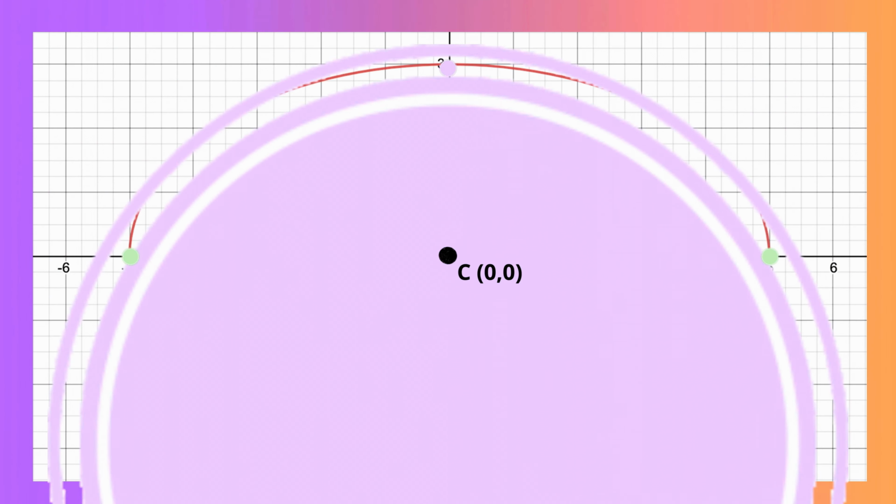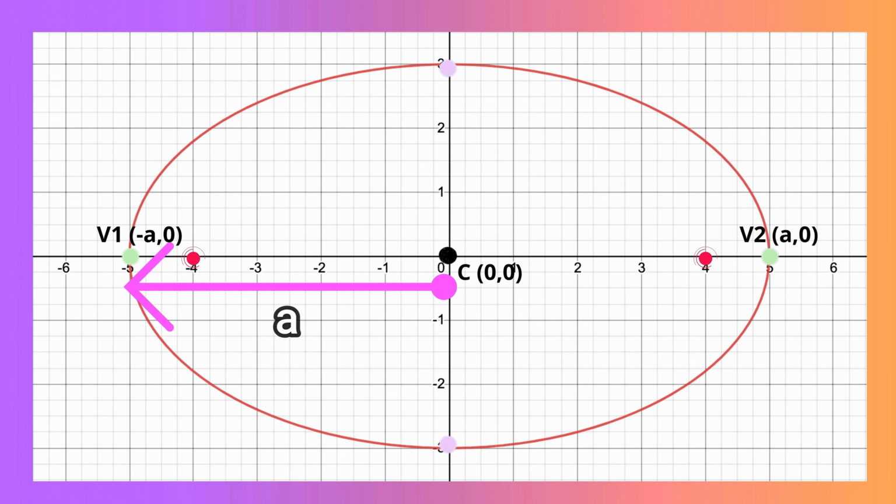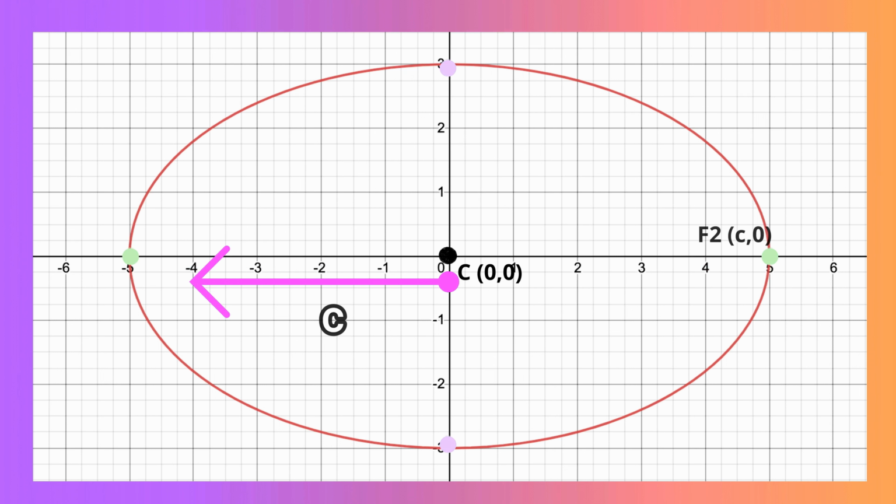Take note that, among the three pairs of points, the vertices and foci are collinear, lying on the major axis of the ellipse. The coordinates of the vertices are negative a, 0, and a, 0, since its length from the center is denoted by a units. The foci, whose distances are both denoted by c units, have coordinates negative c, 0, and c, 0.